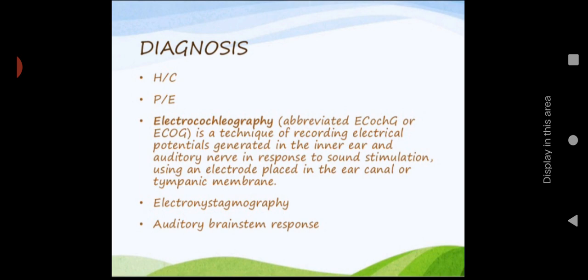It's a technique of recording electrical potentials generated in the inner ear and auditory nerve in response to sound stimulation, using an electrode placed in the ear canal or tympanic membrane. So we mainly use this to check whether the auditory nerve is responding to sound stimulation or not. Then electronystagmography, which helps to identify eye movement, whether the eye is responding to the sound. Then auditory brainstem response. These are the tests we are doing for ototoxicity.